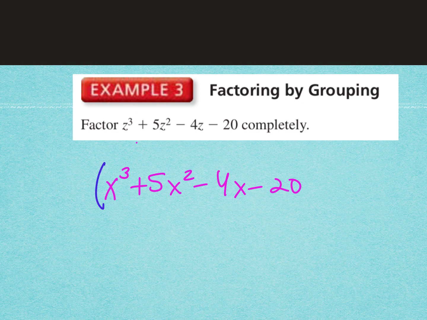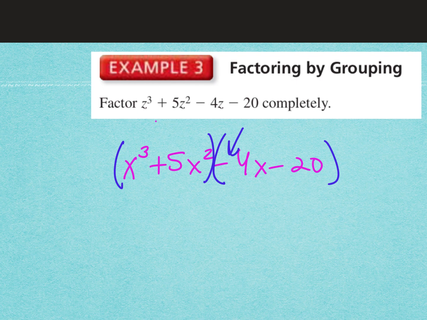Watch how I do this. I have my first 2. Look how I kept that negative sign with the 4. Everybody see that? Whatever sign is in front of that third term has to stay with it. So now I look at my first set of parentheses. What can I take out of both x cubed and 5x squared? X squared. So I'm going to take out that x squared, and what am I left with? X plus 5. Now the whole reason we group is to create a GCF that is hidden inside here that I don't see. So we're going to keep going.